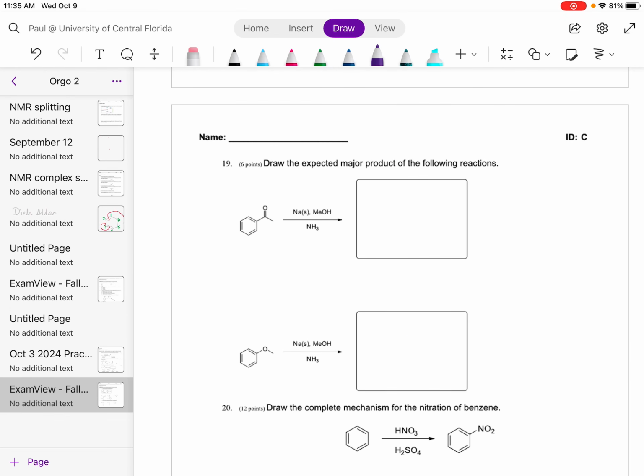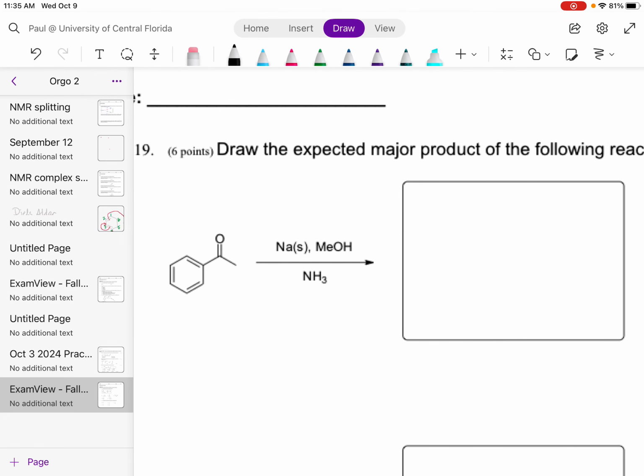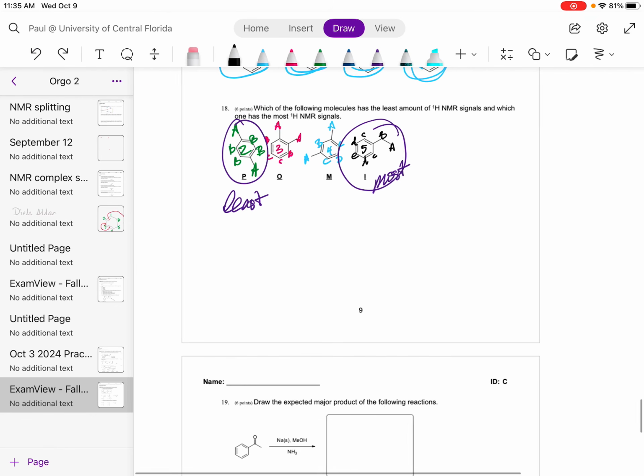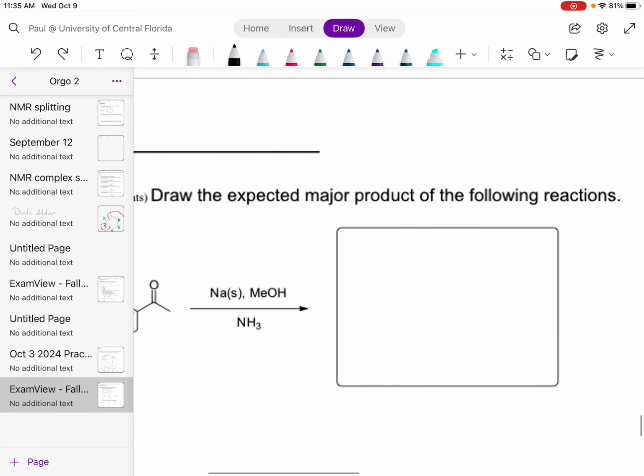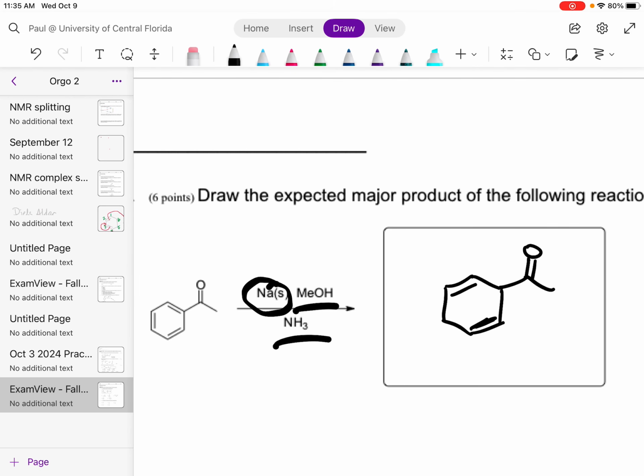Draw the expected products for these reactions right here. One thing you need to remember is that's an electron withdrawing group. So that means that the carbon atom is going to be reduced. So then that would leave us with, that's going to be reduced, so we would get a compound like that. So this is a Birch reduction. And you know it's a Birch reduction because you have solid sodium in methanol and liquid ammonia.